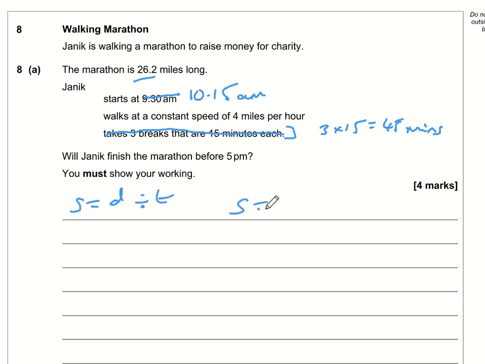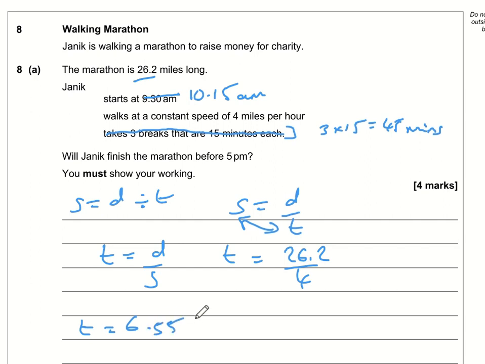Probably easier to write it, speed is distance over time, like this. And it's always useful to remember that when you've got an equation where something equals a fraction, these two bits can just be swapped. So the time is the distance divided by the speed. So here the time is the distance, which is 26.2, divided by the speed, which is 4. So therefore the time taken is 6.55. So this means 6.55 hours.